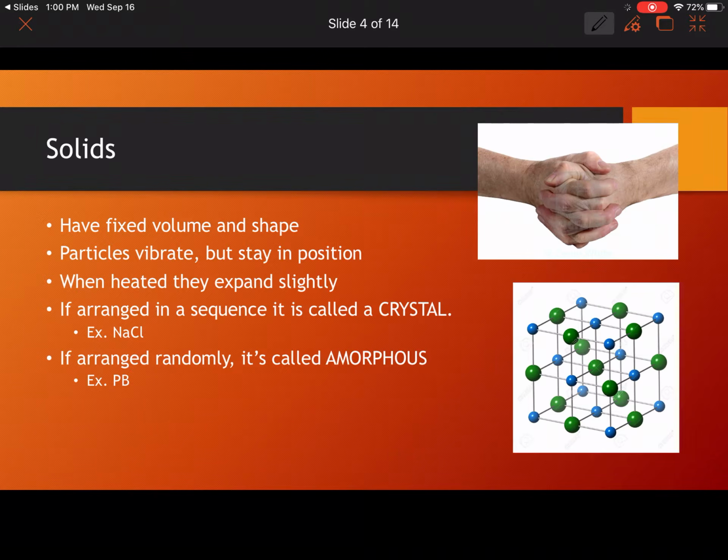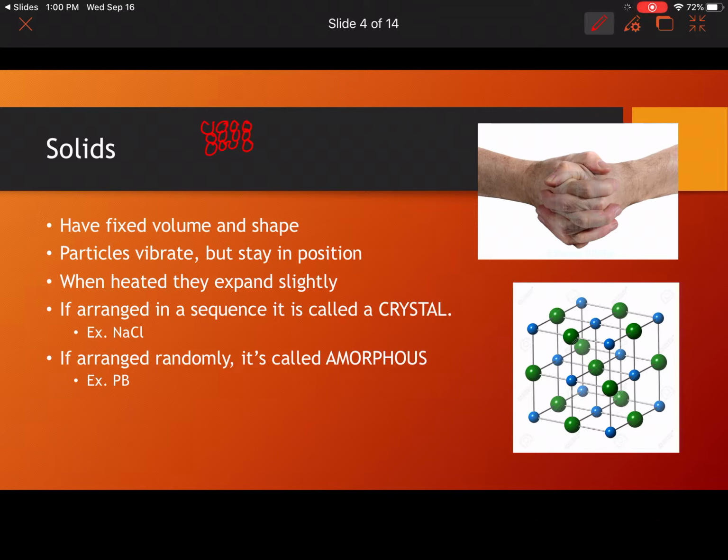Okay, so we're going to go through the different states of matter. We're going to start with solids here. If we were to draw our solids, solid particles are going to be right next to each other, okay? So we would draw them sitting together very, very close. Solids have fixed volume and shape.